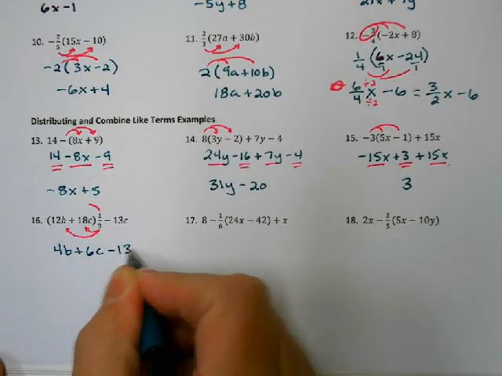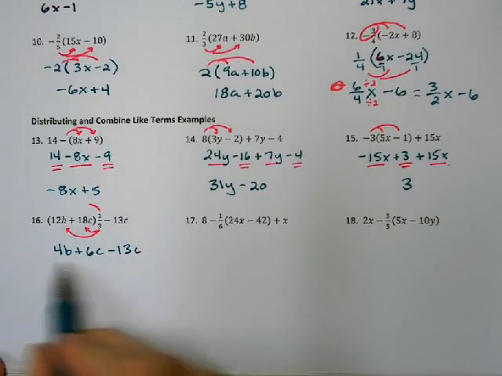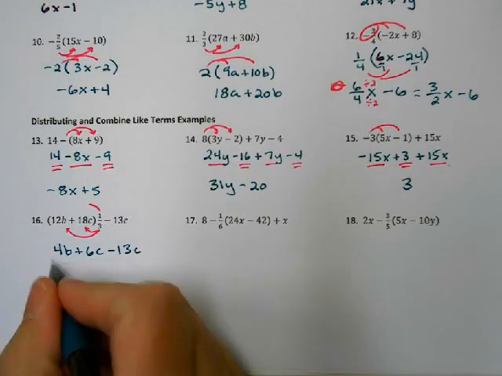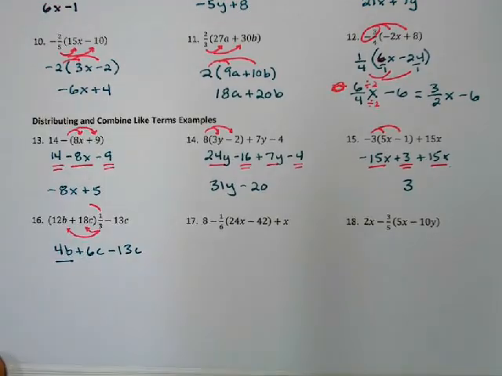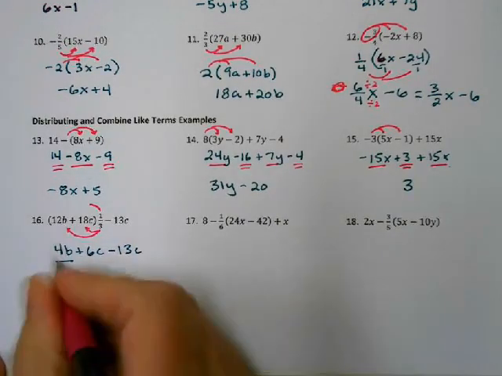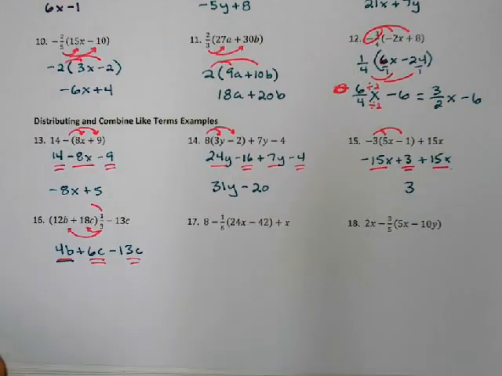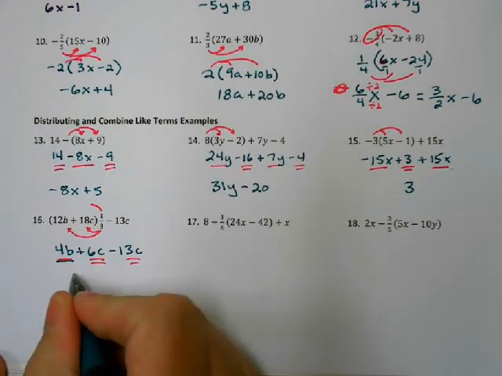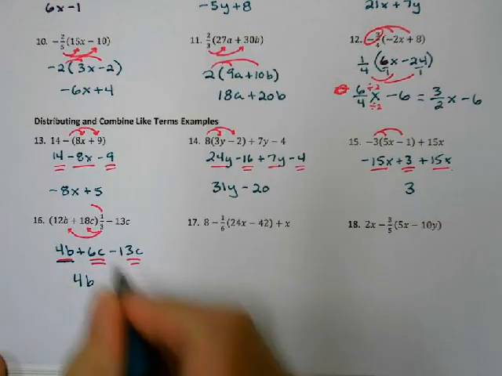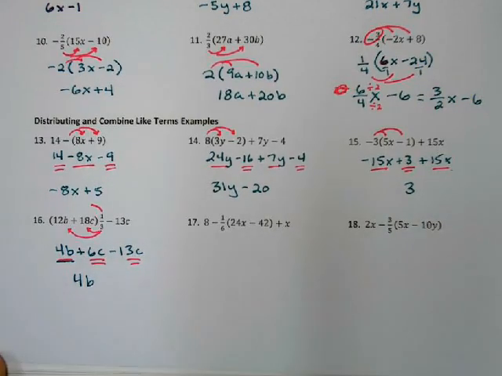Everything has an exponent of 1, so this is alphabetical order now. Wrong color, dang it. All right, and then these two are like terms and they're c's. So 4b comes first, and then combine the two coefficients here, I get -7c.